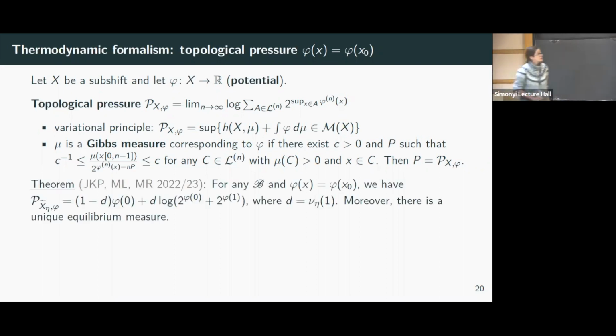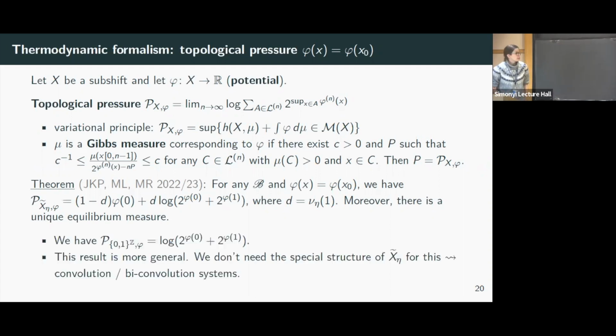Okay, so what's the simplest possible potential? That's the potential depending on one coordinate only. And actually, this is the only simple thing that you can do here. So this doesn't go much beyond computing the topological entropy. And the result is as follows. For any B and for any such potential, you have the following formula. And there is just one equilibrium measure, just one measure realizing the supremum in the variational principle.